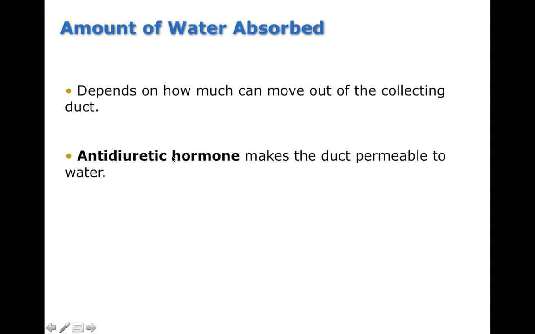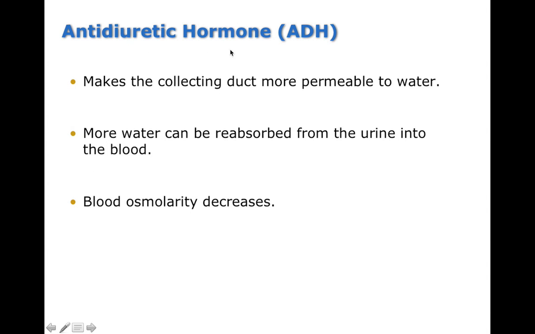So antidiuretic hormone, or vasopressin, is one of the hormones that's released in response to angiotensin II. Antidiuretic hormone is also stimulated to be released when hypothalamic osmoreceptors sense that your blood is too salty. Now, ADH makes the collecting duct more permeable to water, so more water can be reabsorbed from the urine back into blood. Now, it's not correct to say from urine into blood.